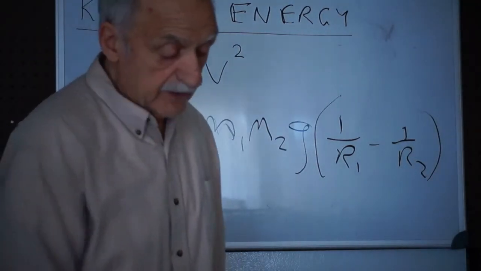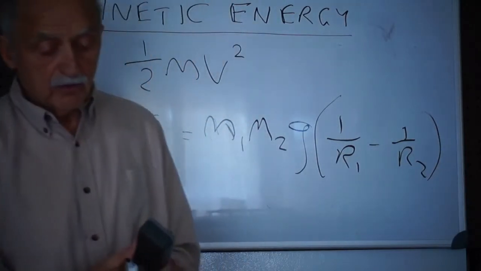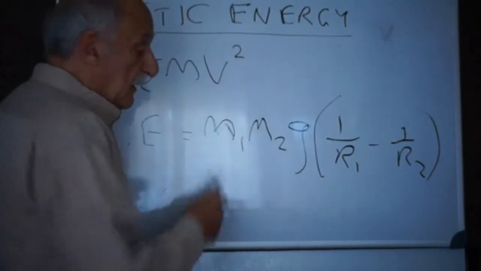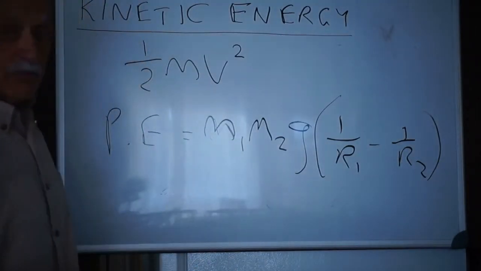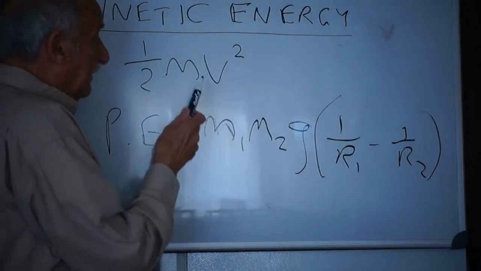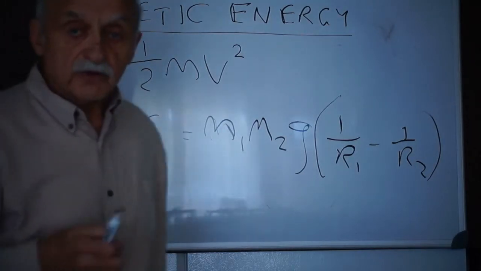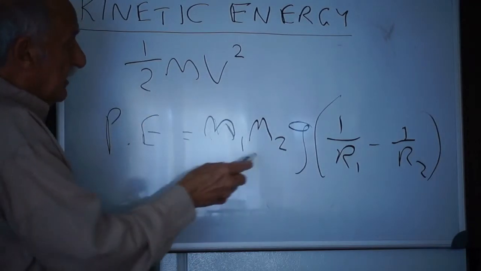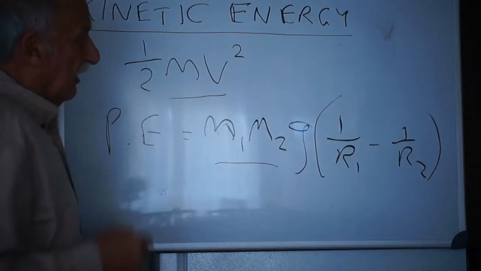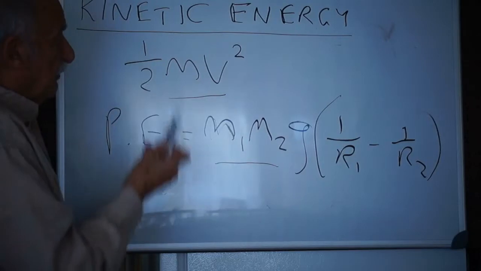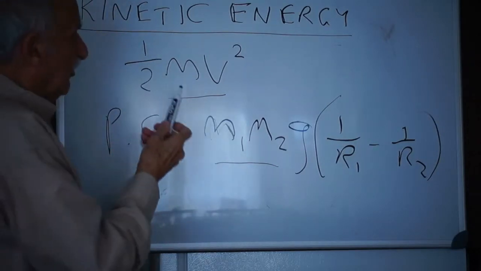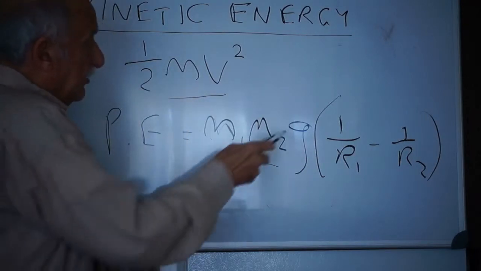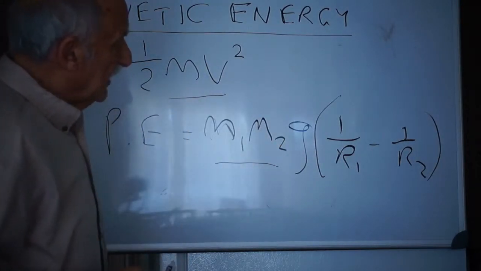If I were to throw this up, when it leaves my hand, it goes up and gains potential energy. It also has kinetic energy. And when you compare these, you see this has two masses, this does not. So how could this be the same energy, or the same kind of energy, as that? And the G actually is part of the secret there.